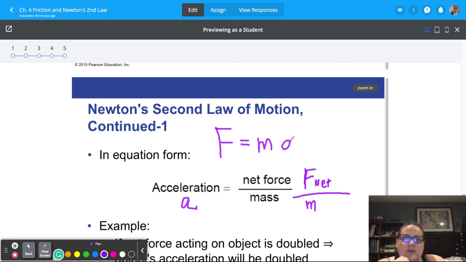It depends on what you're solving for, of how you would adjust this equation, but the overall equation is usually written this way, F equals m times a.